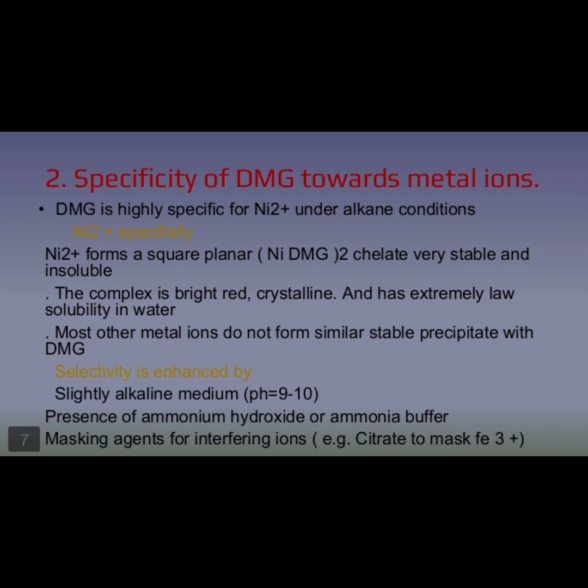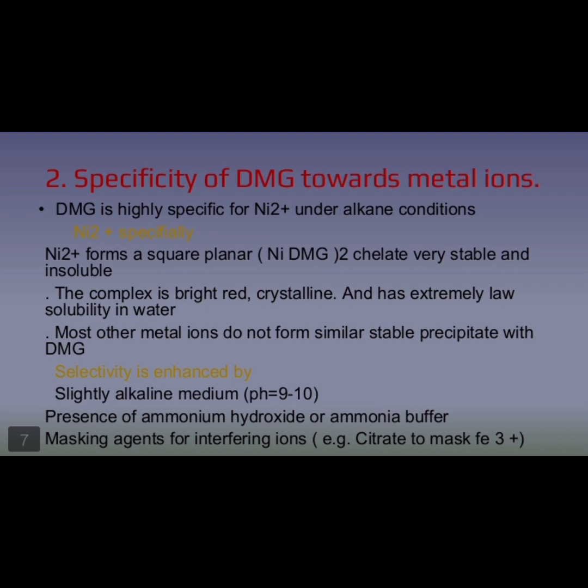Next, we see the specificity of DMG. DMG is highly specific for Ni2+ under alkaline conditions. Ni2+ forms a very stable, insoluble square planar chelate. The complex is bright red, crystalline, and has extremely low solubility in water. Most other metal ions do not form a similar stable precipitate with DMG.